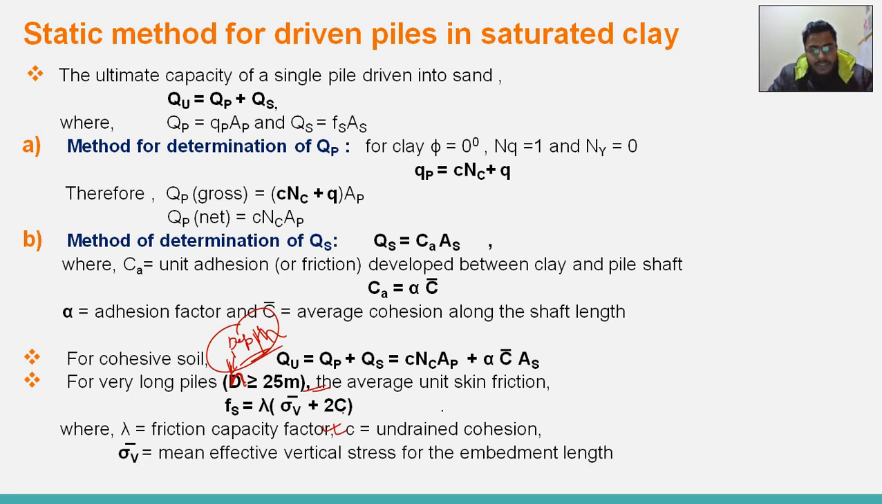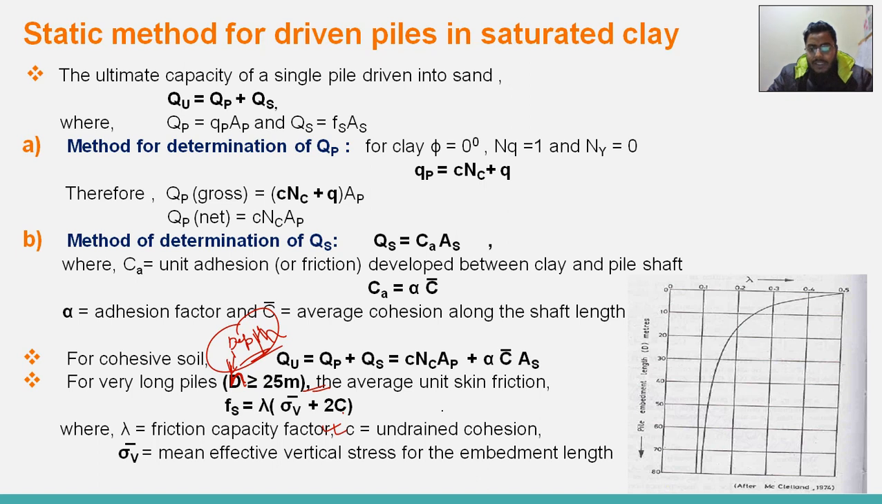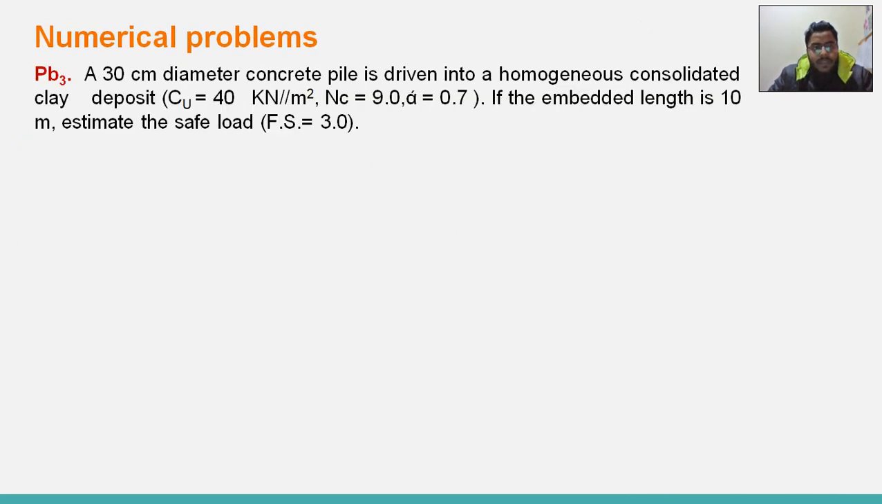Here sigma v is the mean effective vertical stress for the embedment length. You can see in this figure that this lambda is changing due to the pile embedded length, as shown in the figure. Now I will discuss some numerical problems to clear our concept.